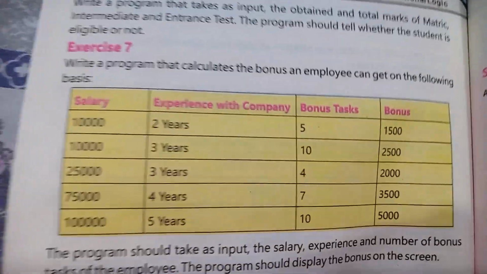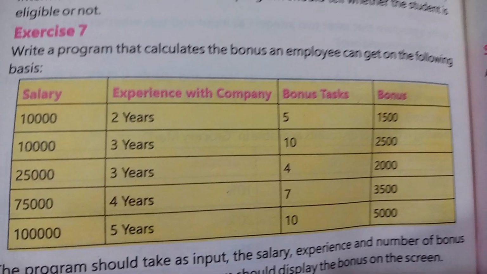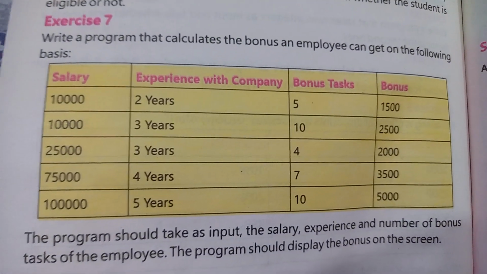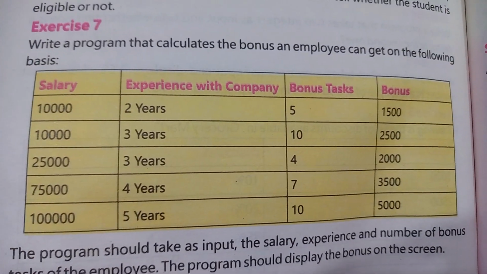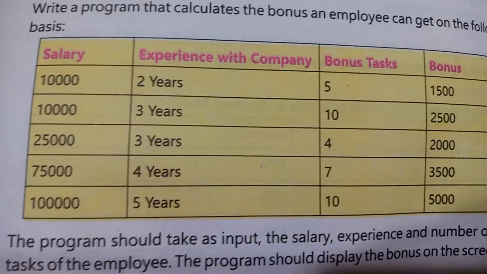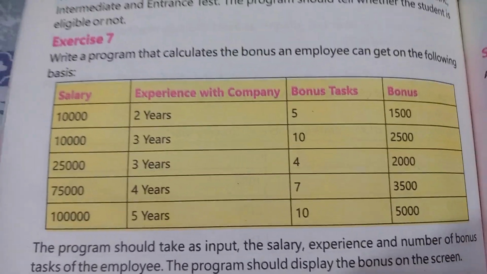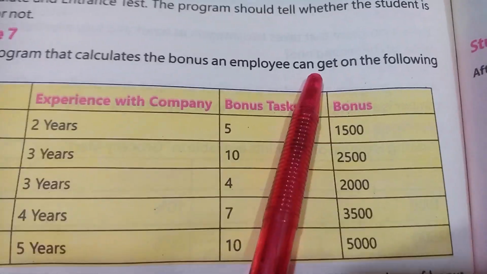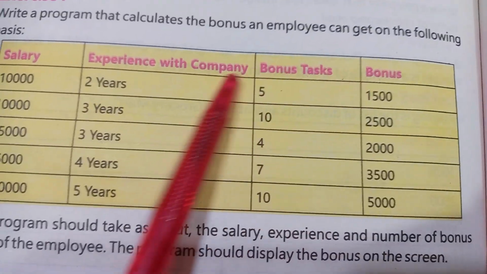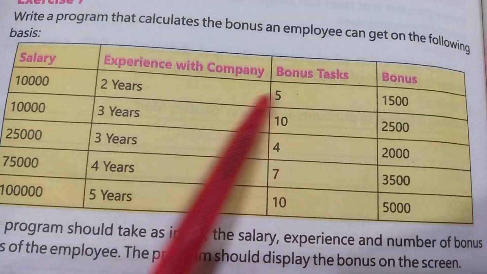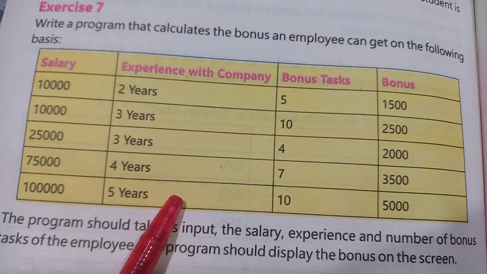Now the final statement of exercise number 7 of chapter number 3 is as follows: write a program that calculates the bonus an employee can get on the following information. This information is given to you.